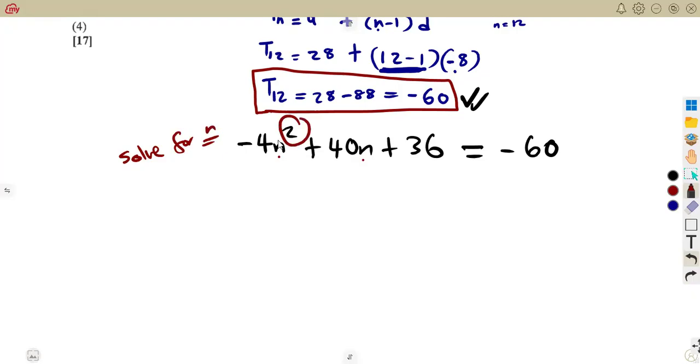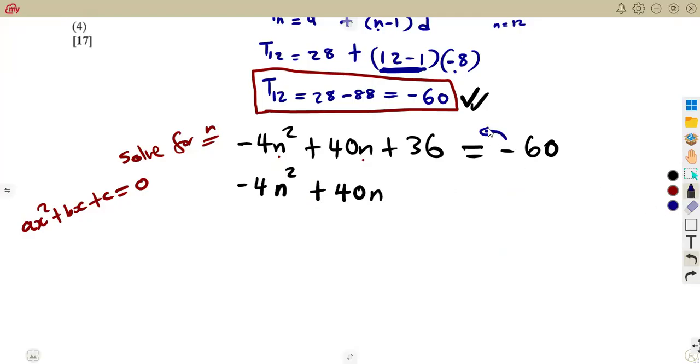What type of an equation? Quadratic. The highest exponent there is 2. Remember the format of a quadratic equation. Ax squared plus bx plus c is equal to 0. One of the given sides must be equal to 0. So we're going to take this 60 to the other side. All right, so that's minus 4n squared plus 40n. So taking the minus 60 to the other side, we're going to obtain positive 60. That is 36 plus 60. You add those two, which was going to be positive 96. All right, that's equal to 0 like that.